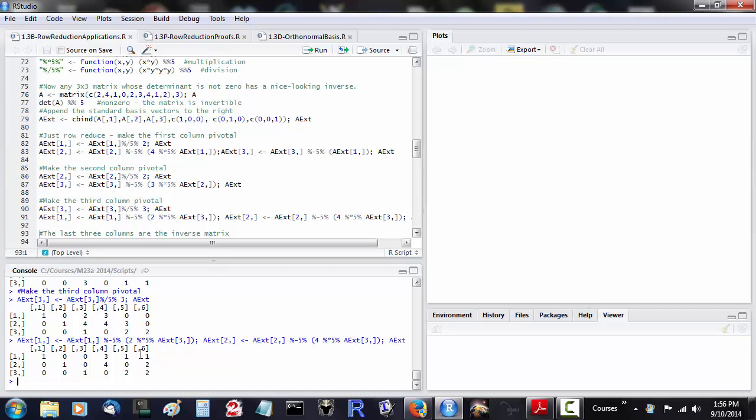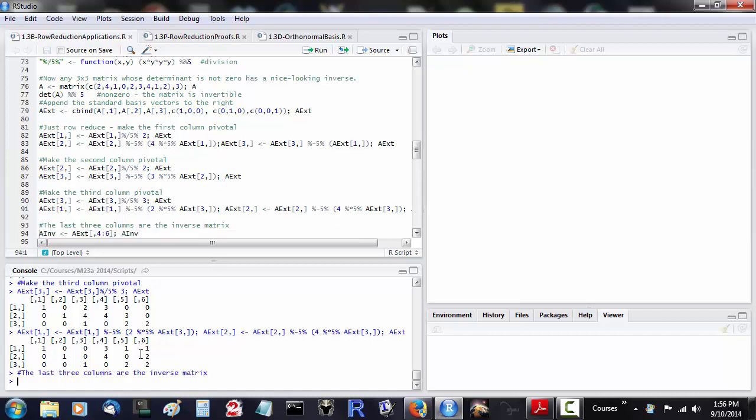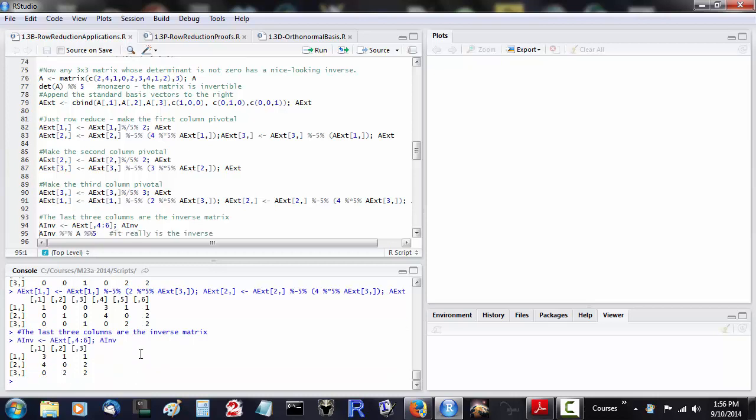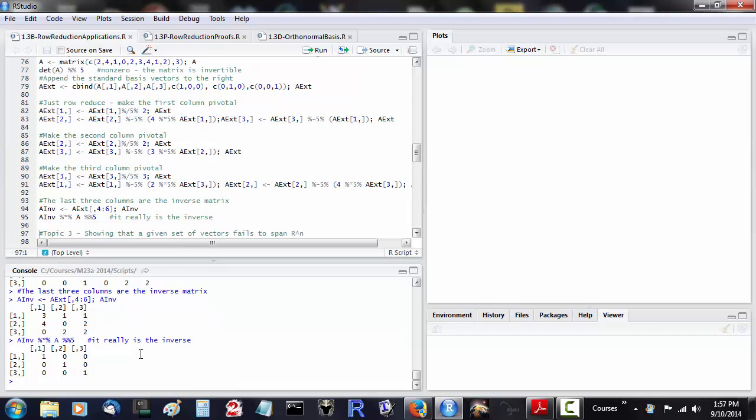There's no way with 3 rows that I can get more than 3 pivotal columns, so the process of row reduction is done. The last 3 columns are now the inverse matrix. So we have successfully computed the inverse of the original matrix A. How do we check that? We extract using comma 4 colon 6 the last 3 columns, store it in a matrix AINV, and check that when we multiply that by A, remembering to do the matrix multiplication modulo 5, we get the identity matrix. We've computed the inverse.